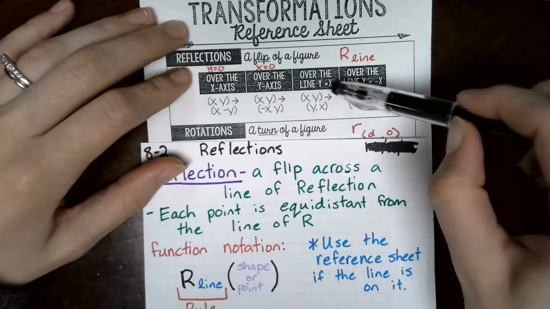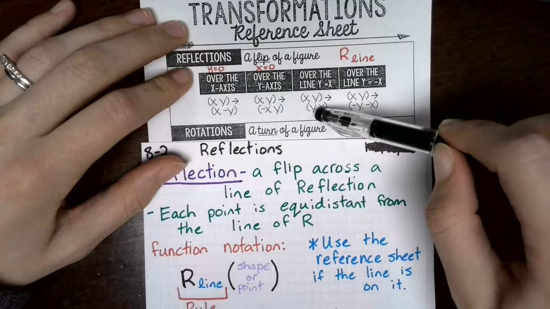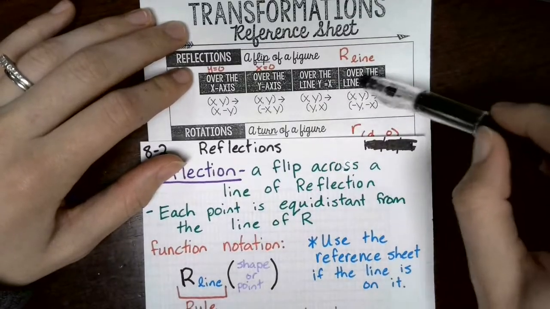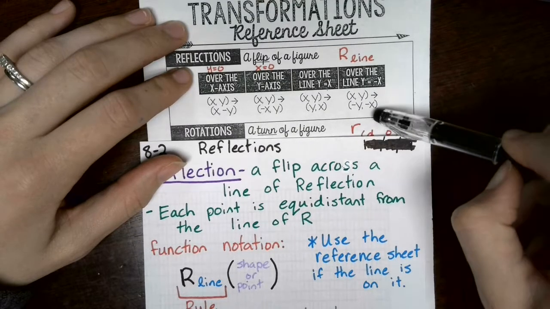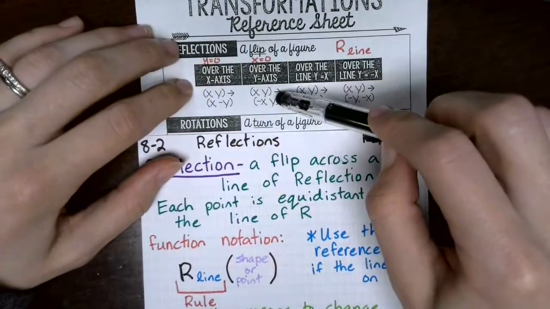Now, over the line y equals x, notice something different happens here. We go from (x, y) to (y, x). That means we switch the x and the y. And then over the line y equals -x, we switch x and y and change the sign on both. Okay, so these are pretty rare occasions. Oftentimes, it's the x-axis or the y-axis.